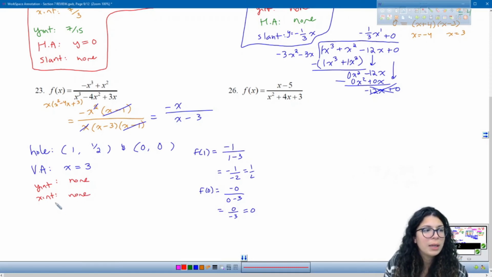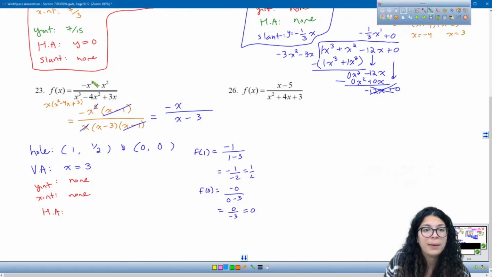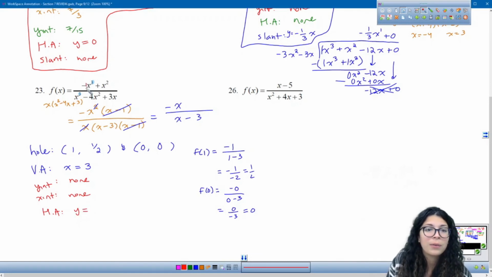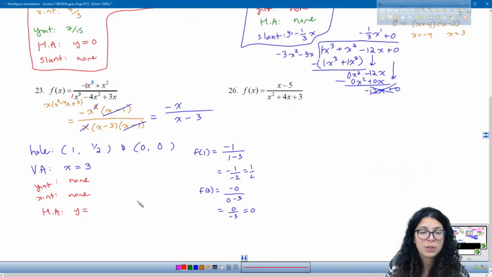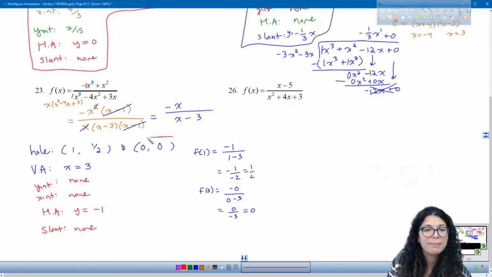Then we can move on and find the horizontal asymptote, or to find if we have a horizontal asymptote. And we do that by comparing the power, the degree on top and the degree on bottom. If the degree is equal, remember that the horizontal asymptote is the line y equals the coefficient of the top divided by the coefficient of the bottom. So y equals negative 1 divided by 1, which would be negative 1. If there is a horizontal asymptote, that means that there is no slant. And we are done.